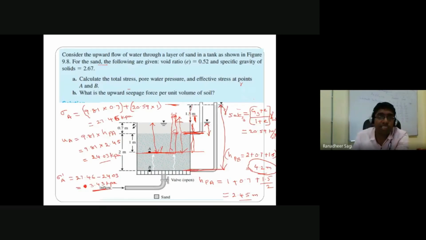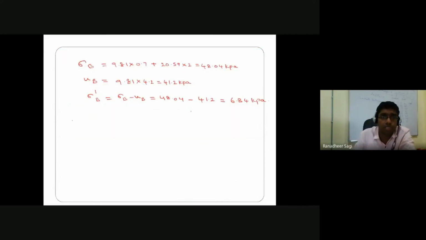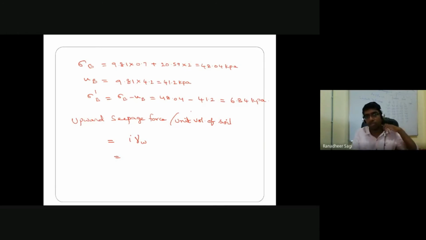Next, what else is asked in the problem is to calculate the upward seepage force per unit volume of the soil. So the upward seepage force per unit volume of soil, if I am trying to calculate, is equal to i into gamma w. Already in the starting of today's class itself, I have shown you that.